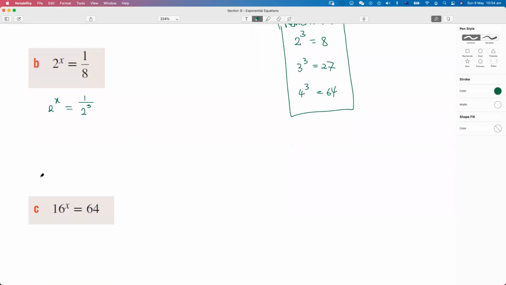Now once you get here, they do not have the same base, but what can I do to make them have the same base? I'm going to flip this number. So this becomes 2 to the power of negative 3, okay? I can flip it by changing these positive indices to negative, and then they have the same base, and x is equal to negative 3.